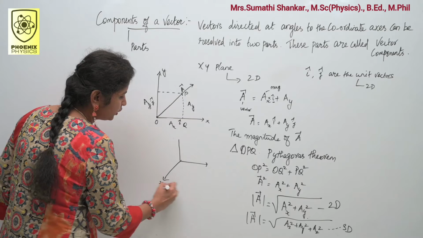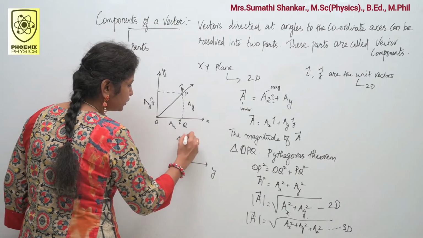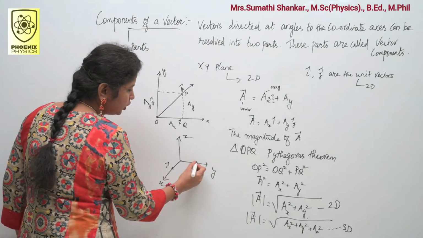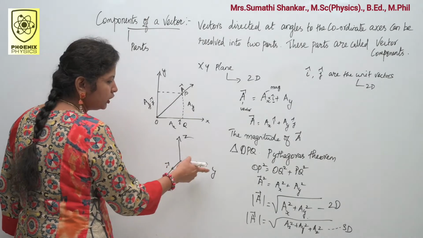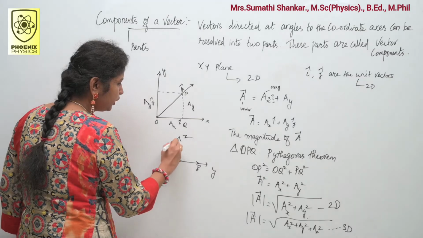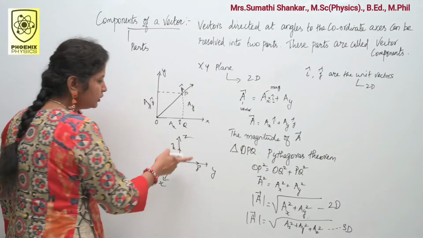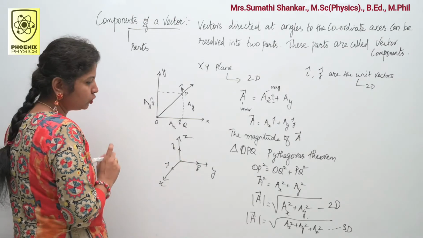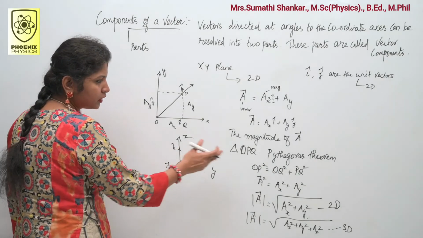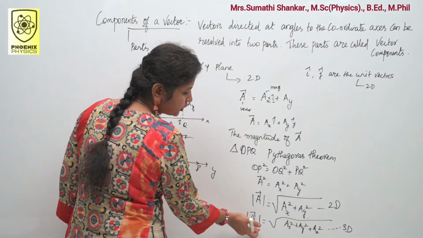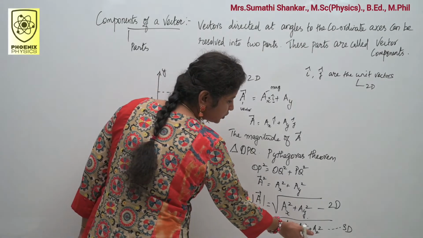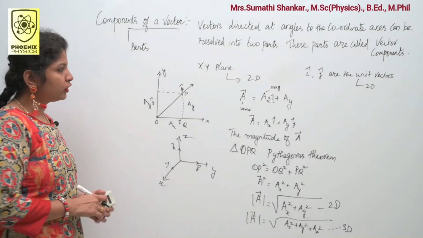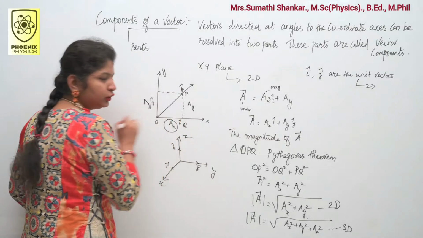In three dimensions, this is my x axis, y axis and z axis. The unit vector i acts in the x direction, unit vector j acts in the y direction, and unit vector k acts in the z direction. These three unit vectors are mutually perpendicular to each other. So apply the Pythagoras theorem: magnitude A is equal to the root of AX square plus AY square plus AZ square. Up to this, clear?